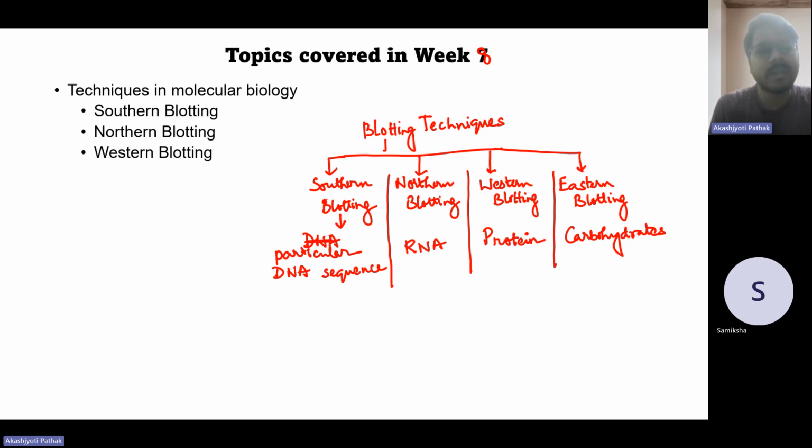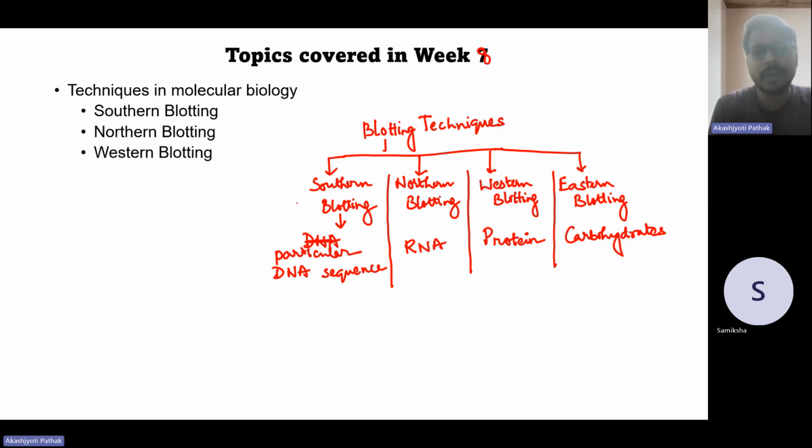From the sample, which can be hair or blood, you can isolate the DNA and then do a Southern blotting to match the DNA sequence of the sample with the DNA samples of the different suspects. There can be 4 or 5 suspected criminals.